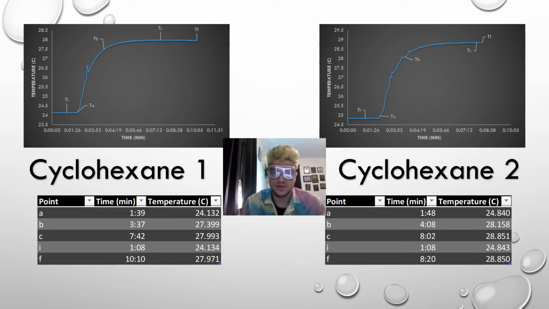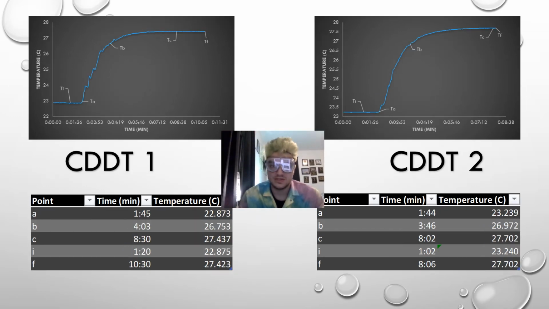And this point is important because from Ta to Tb, the correlation is fairly linear, which more easily allows us to find the heat of combustion by using a linear relationship. The same data is obtained for CDDT, as well as the same points are found and marked on each of these curves.